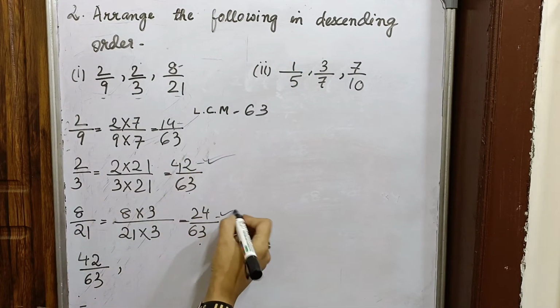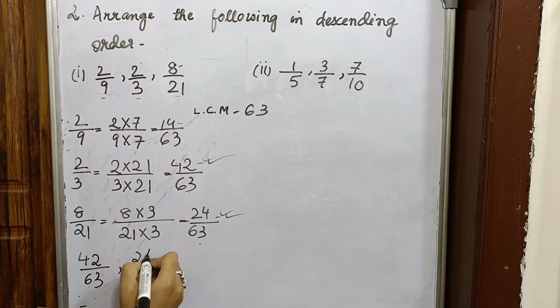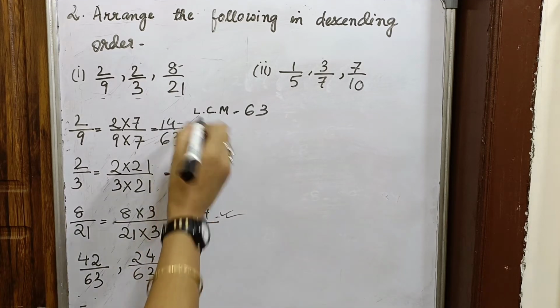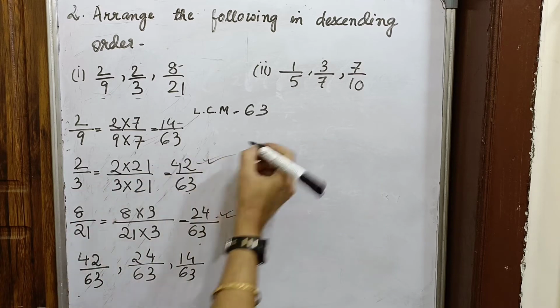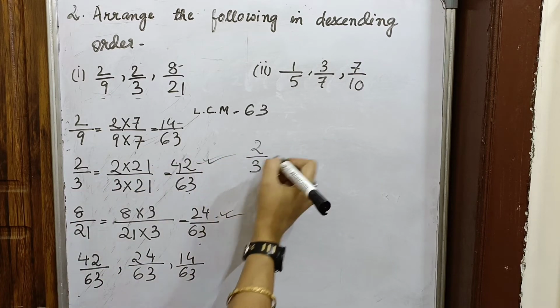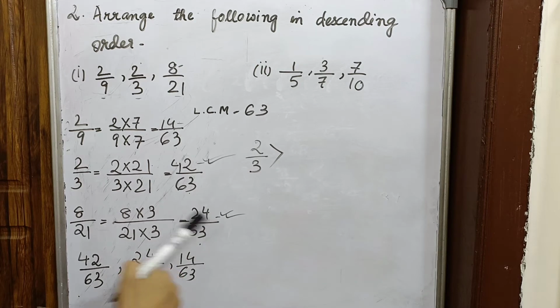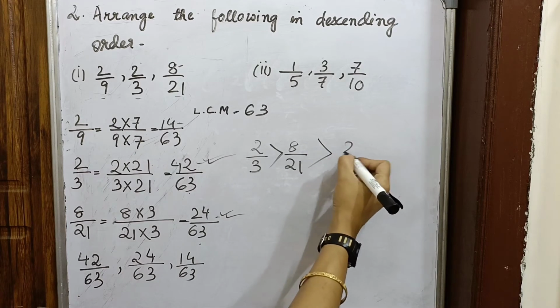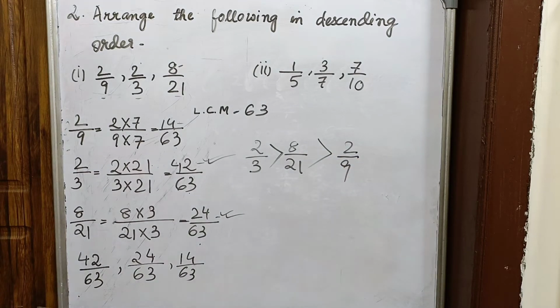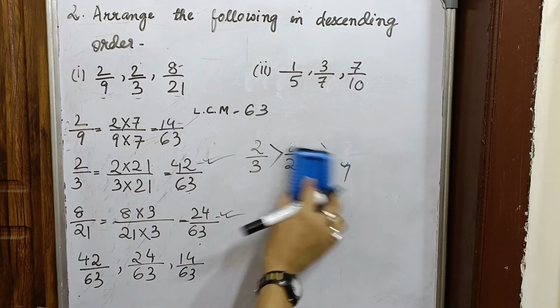The next is 24 by 63. And the next one is 14 by 63. 42 by 63 is 2 by 3, the highest number. Next is 24, which is 8 by 21, and next is 2 by 9. Now you have understood how to find the descending order. We'll do it in the same way for this one.